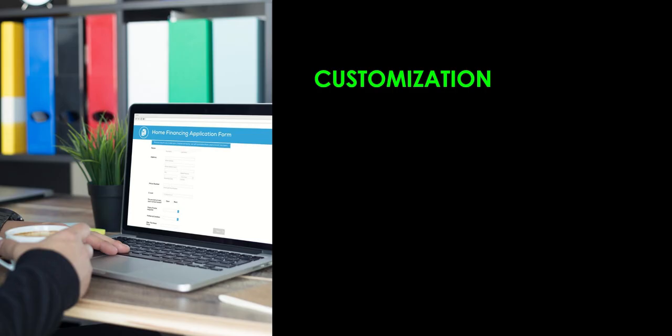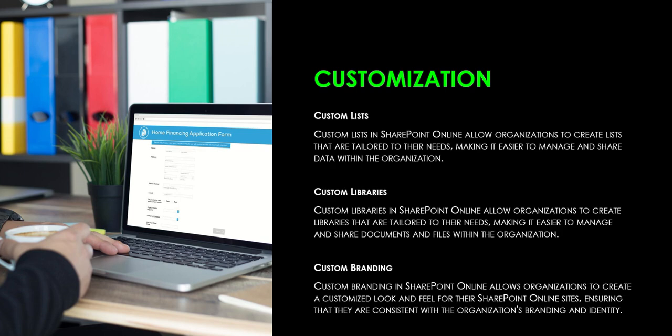And on the theme of customization, it's not just about customizing lists. So we've talked about customizing lists, but you can also use those same functionalities to customize libraries. Custom libraries in SharePoint Online allow organizations to create libraries that are tailored to their needs, making it easier to manage and share documents and files within the organization.